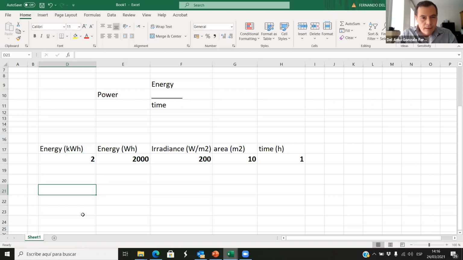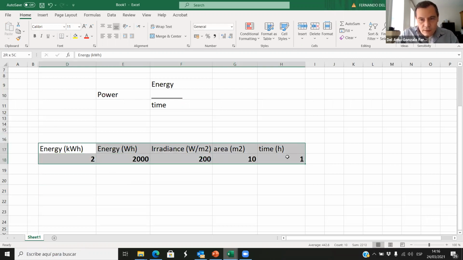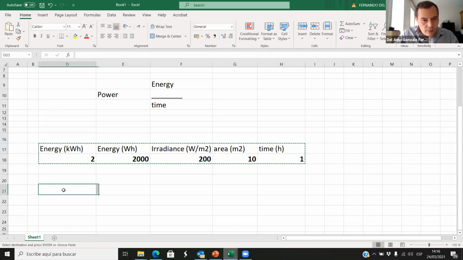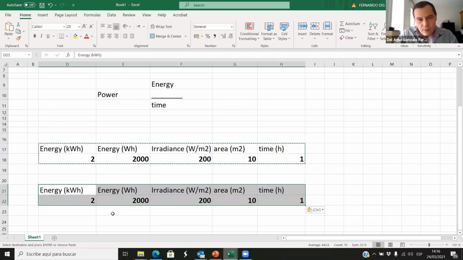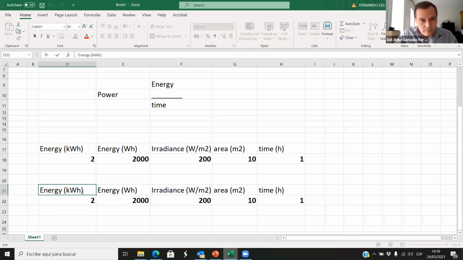Okay. We can do the same with different units. We can do the same with imperial units. So in imperial units, what is the unit for energy? The unit for energy in imperial units is BTU.